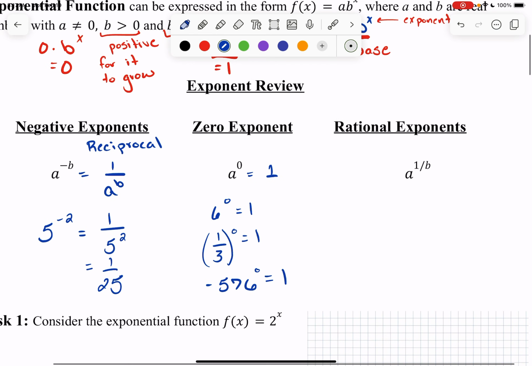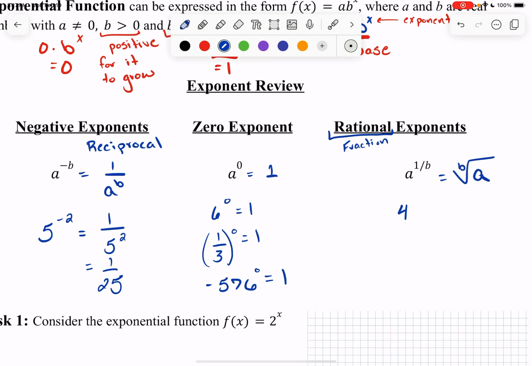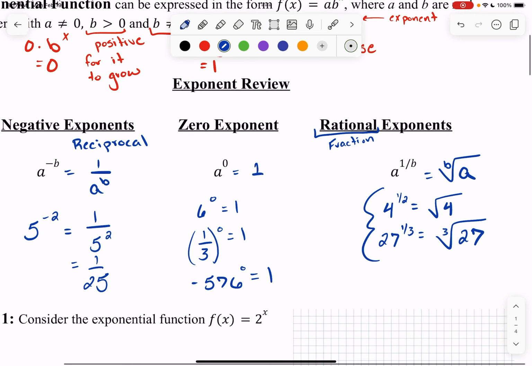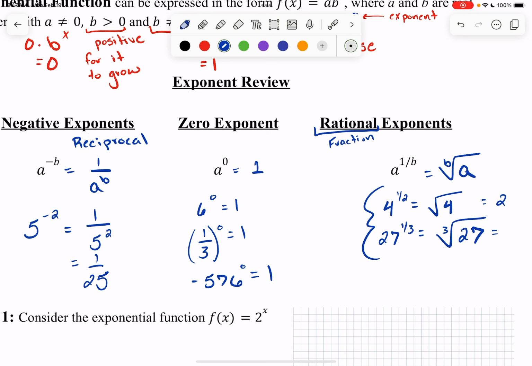Okay, so now rational exponents. Whenever you see the word rational, I want you to think fraction. So now fraction exponents: if I have a to the 1 over b, that means I have the b-th root of a. So if I have 4 to the 1/2, that means I have the square root of 4. If I have 27 to the 1/3, that means I have the cube root of 27. Often for fraction exponents, when dealing with exponential functions, we'll use our calculator to get good approximations. These we don't need one. The square root of 4 is 2, because 2 squared is 4. The cube root of 27 is 3, because 3 cubed is 27.